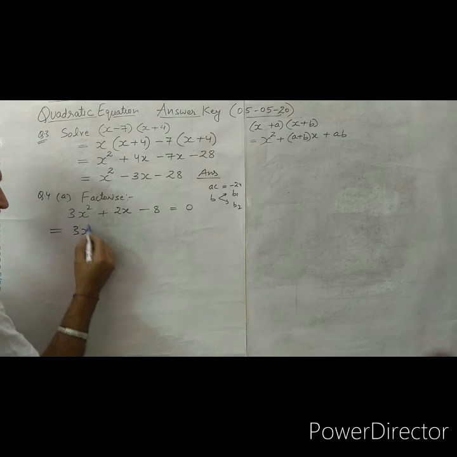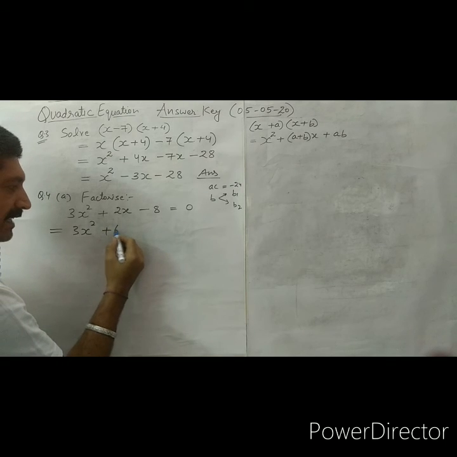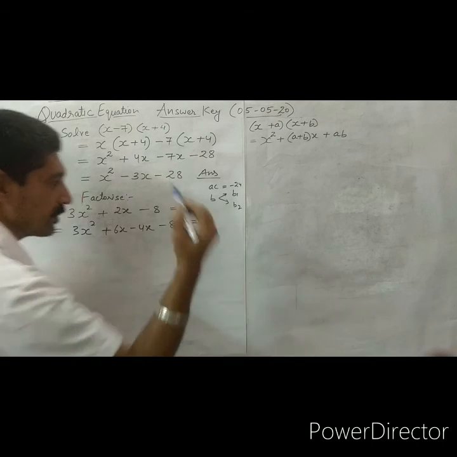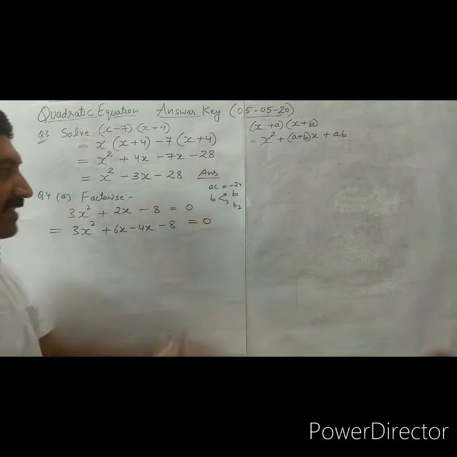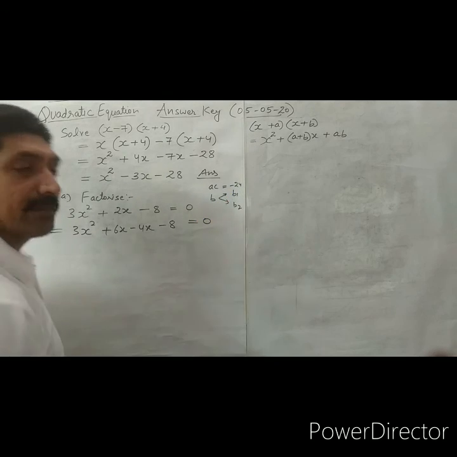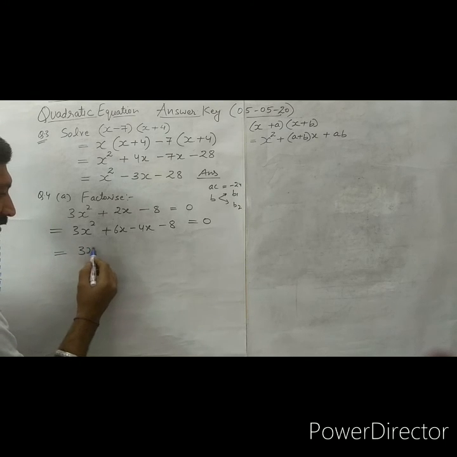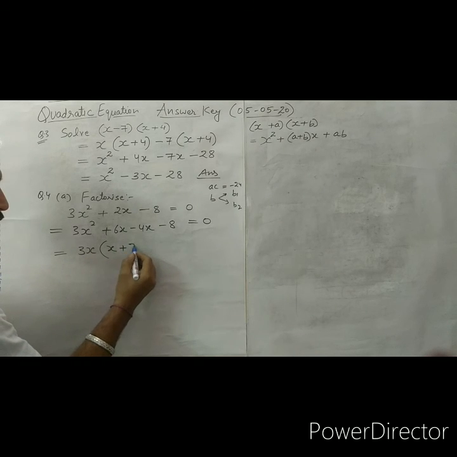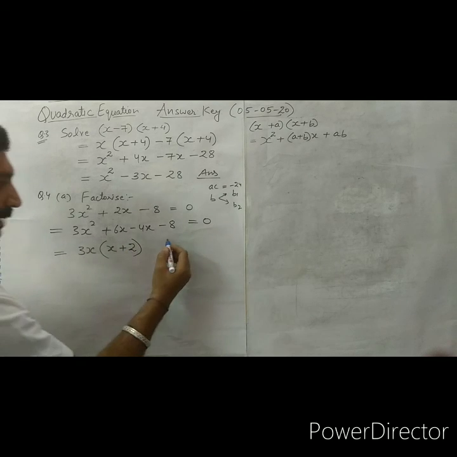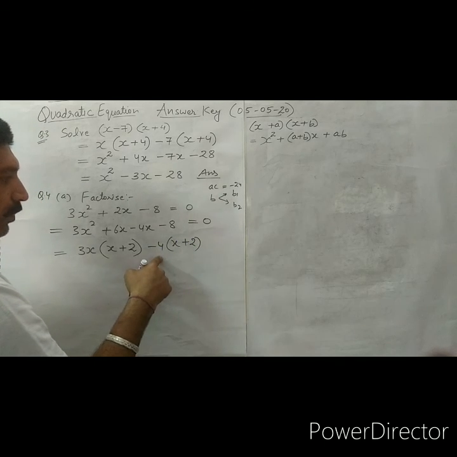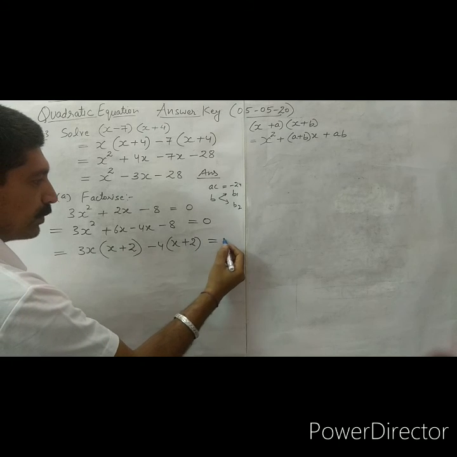Here we will get 3x square plus 6x minus 4x minus 8 is equal to 0. We have factorized 24, or prime factorization. So here, if I am going with 3x common outside, then it is x plus 2 here. Now same x plus 2, and outside we have to take minus 4, is equal to 0.